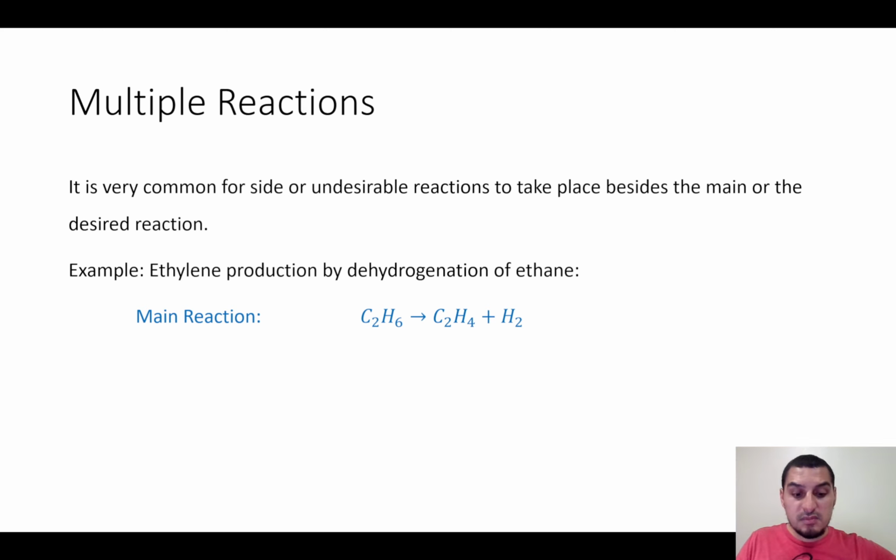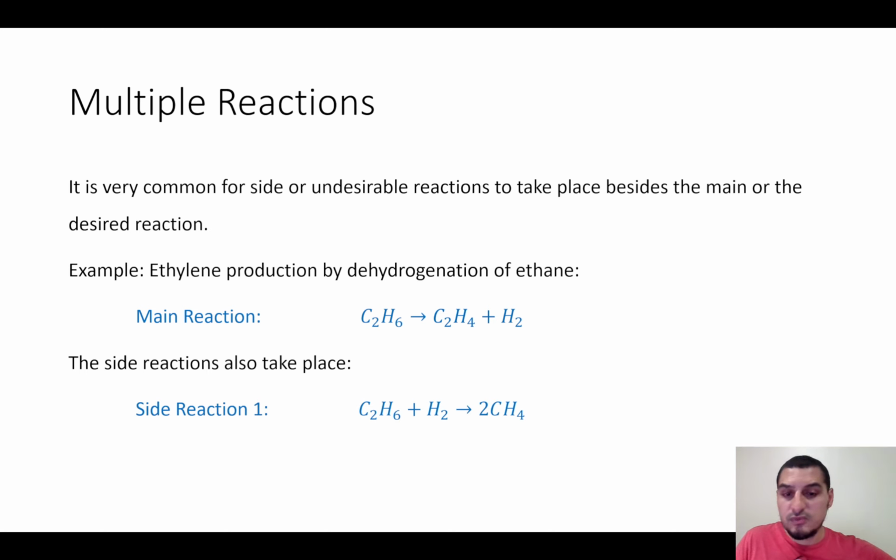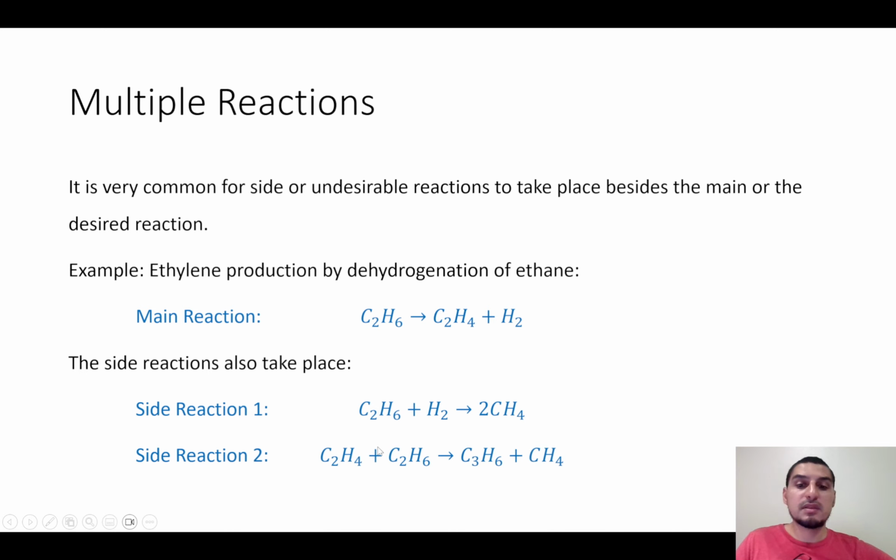However, under the same conditions, there is a possibility that other reactions would take place. So the same conditions that promote this reaction are going to be suitable for, or will promote, other reactions. For example, the ethane will react with hydrogen to produce methane, or the ethylene that's produced will react with ethane producing propylene and methane.